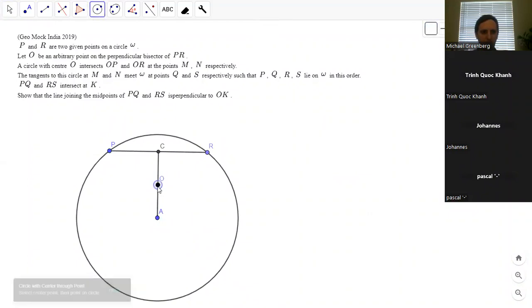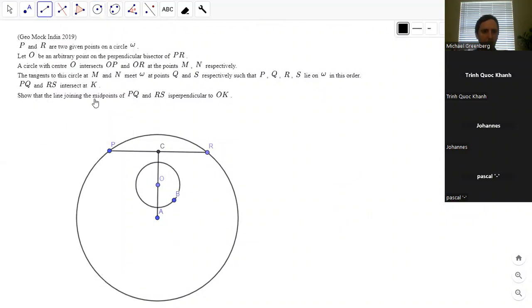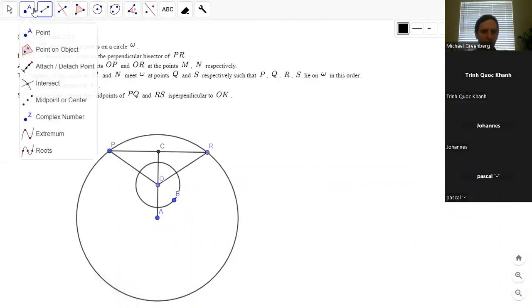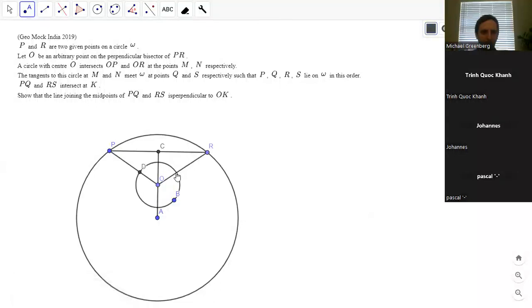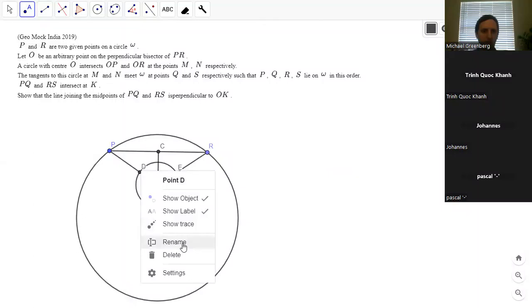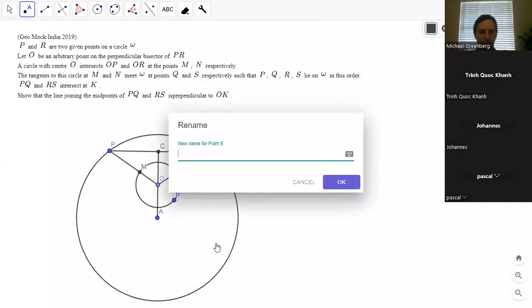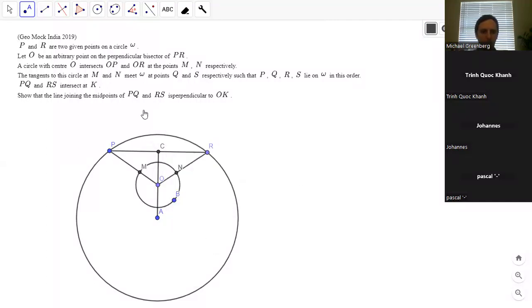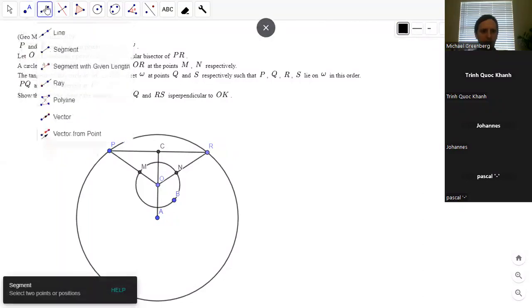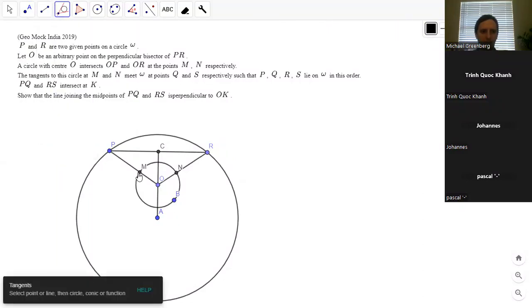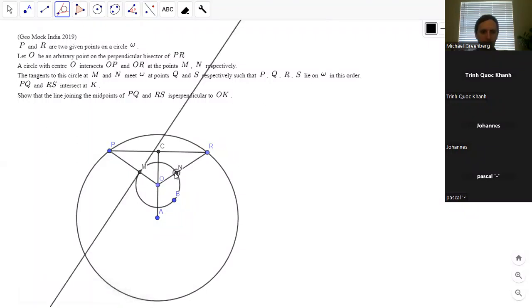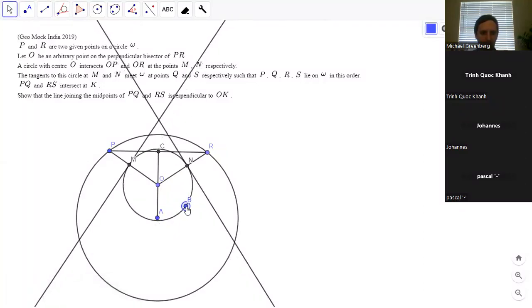So the radius doesn't matter, but we let OP and OR meet the circle at M and N. And then we draw the tangents at M and N, and they meet the big circle at Q and S. But what breaks the symmetry here is that Q and S are on opposite sides of segment PR. So kind of like this. Maybe I could draw this a little nicer.